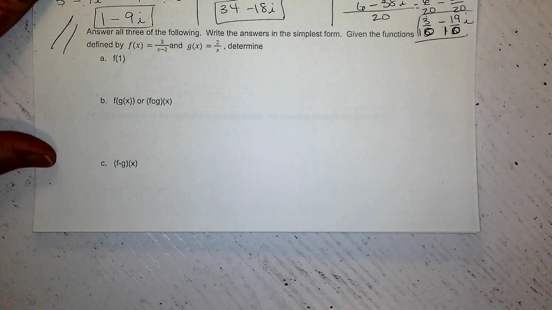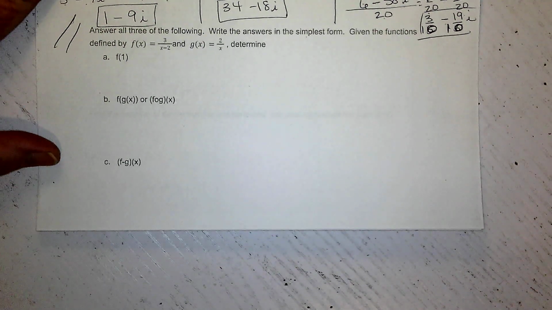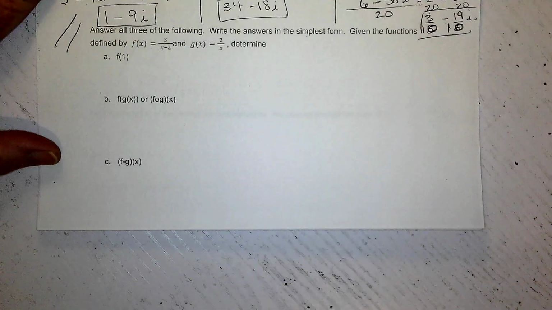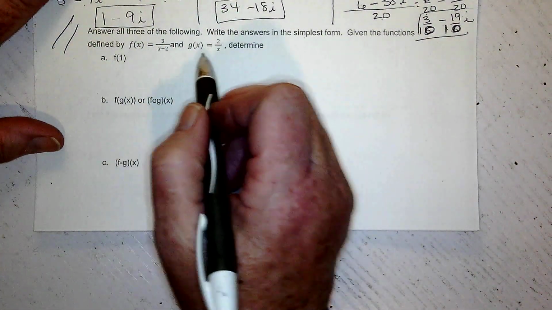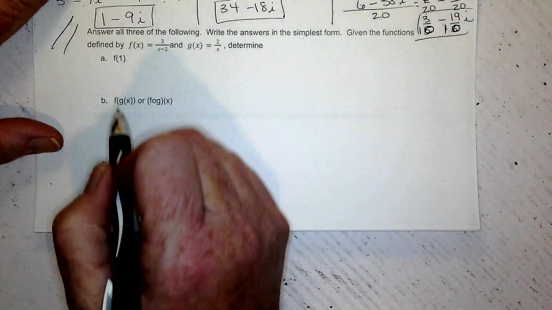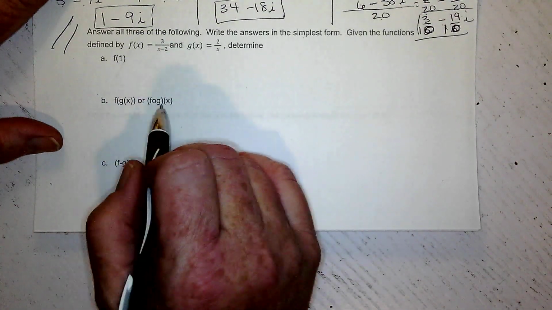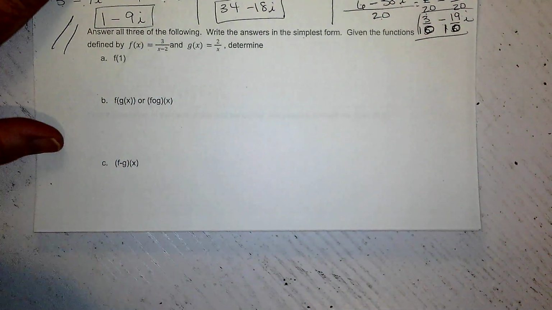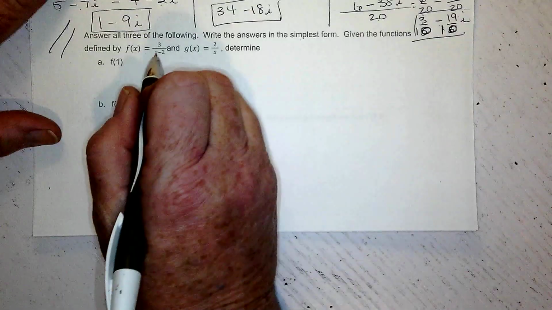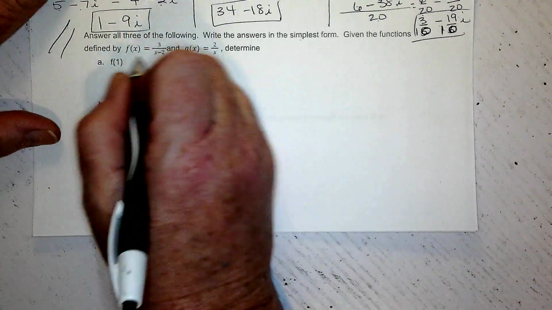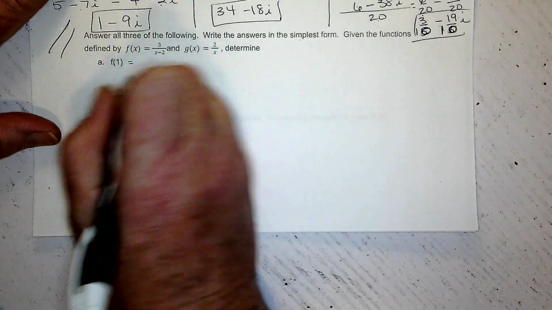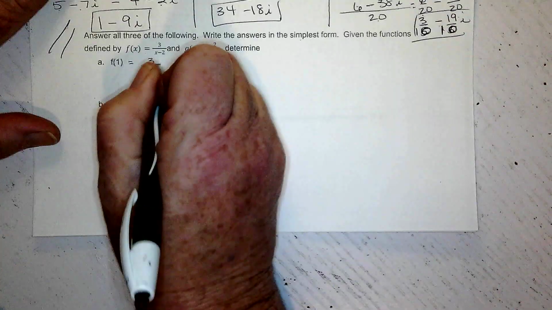All right, answer all three of the following. Write the answers in the simplest form. It says, given the functions defined by, we've got f of x and g of x, determine f of 1. It looks like we do composition and subtraction. All right. So f of 1 is just taking the f function, and everywhere there's an x, put in 1.